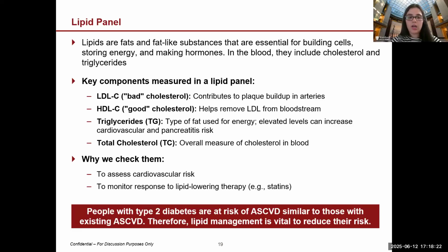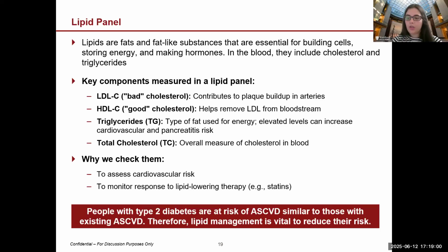And then we have triglycerides, which are a type of fat used for energy. If we have elevated levels, that can increase the cardiovascular and pancreatitis risk. And then we also have total cholesterol, which is just an overall measure of the cholesterol in the blood. So why do we check a lipid panel? Mainly to assess for cardiovascular risk, as well as to monitor response to lipid lowering therapy if you are on any medications to lower your cholesterol.